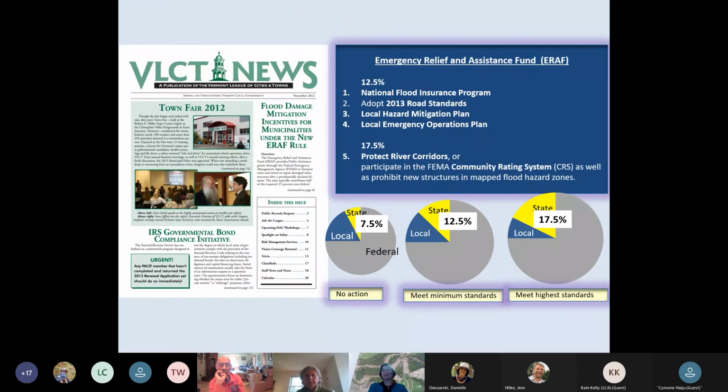Act 138 also required ANR to develop incentives and education materials for communities to act on flood resiliency. In 2014, changes to the Vermont Emergency Relief Assistance Fund, ERAF, provided incentives for communities to go beyond the minimum. The state match for the public assistance funds from FEMA will increase as the community increases the level of protection standards for flood hazards.